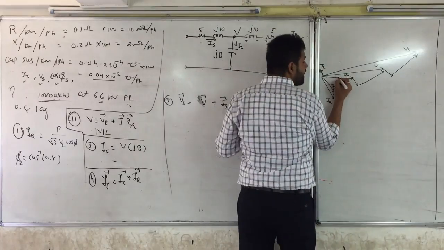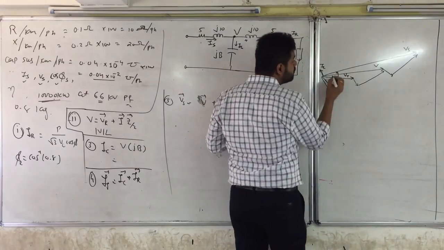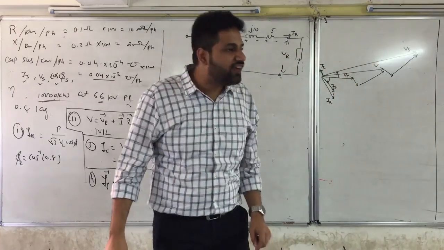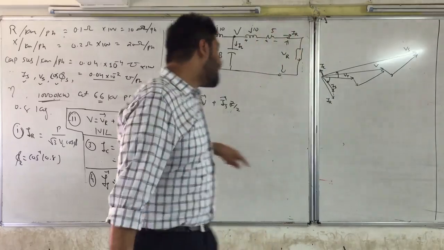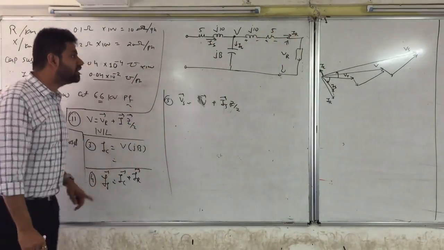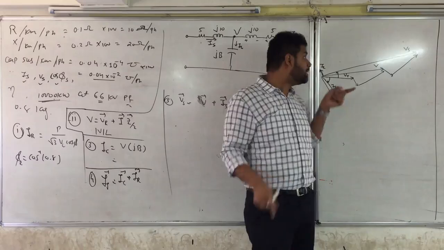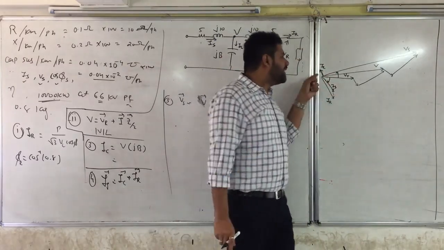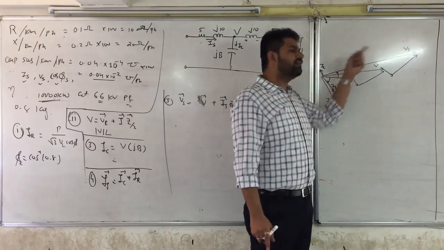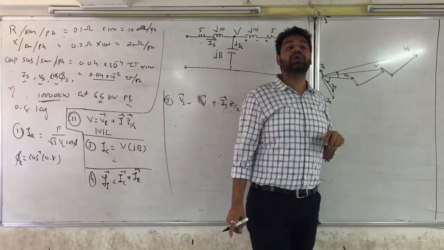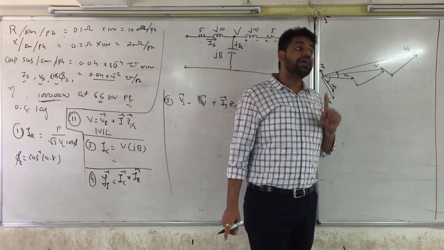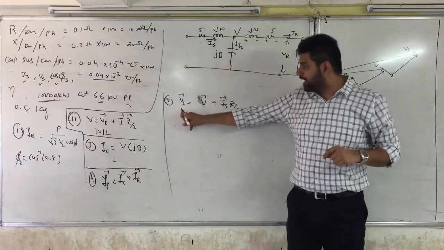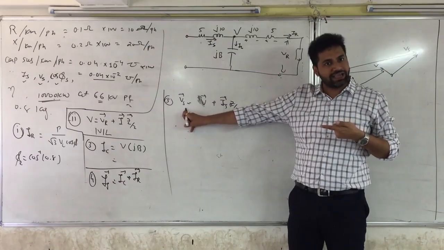Whatever angle I get for VS will be with respect to this. I already know the angle of IS with respect to this, so this angle plus this angle will give me the sending end power factor. So I can easily calculate the angle of IS and VS. If they ask for the power angle, the angle between VT and VS is called the power angle delta.